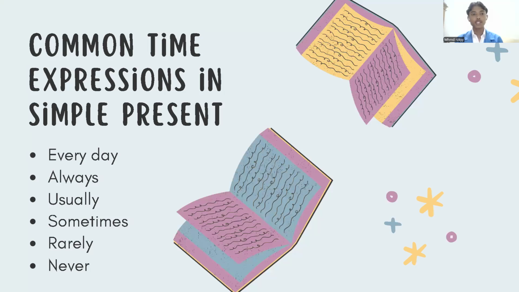Common time expressions in simple present tense. In the simple present tense, we often use time expressions to show how often something happens. These words help describe routines and habits. Some common time expressions are, for example, every day, always, usually, sometimes, rarely, never.